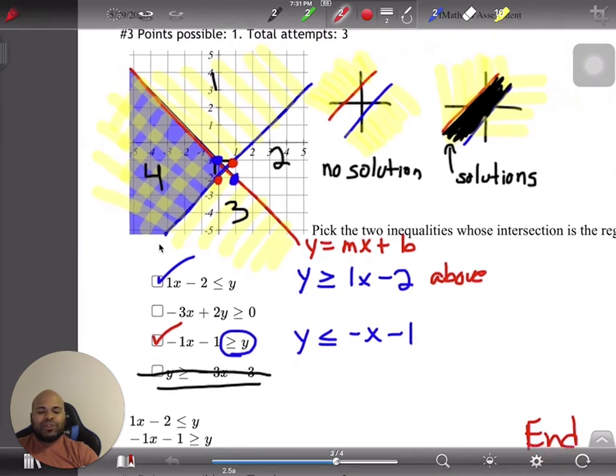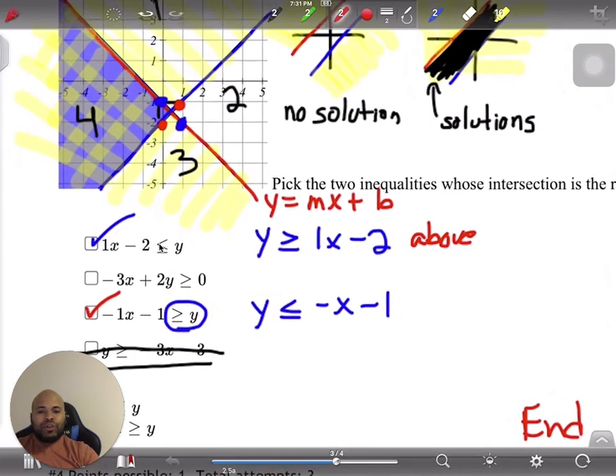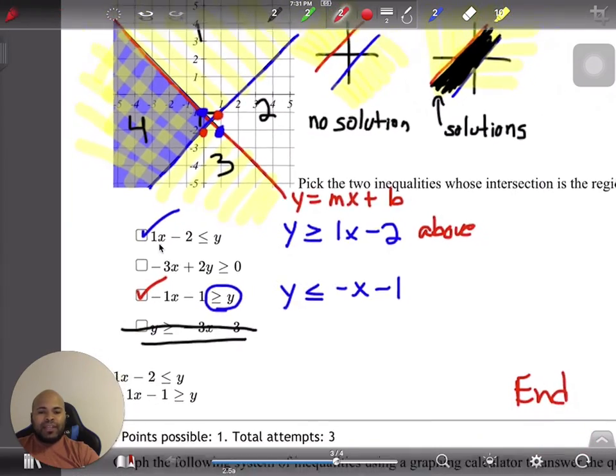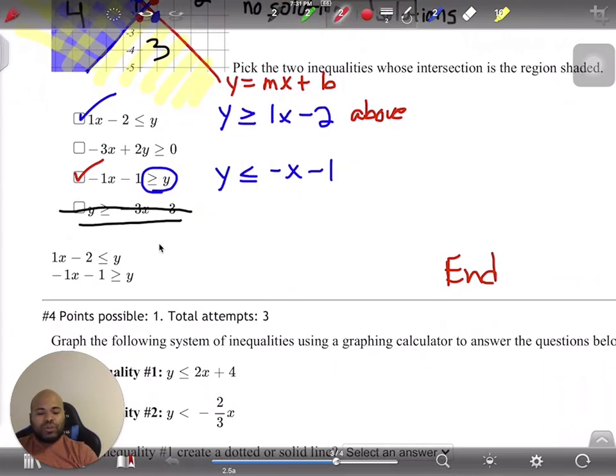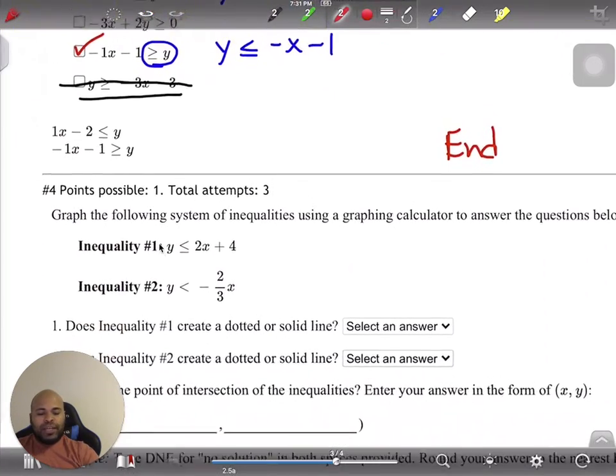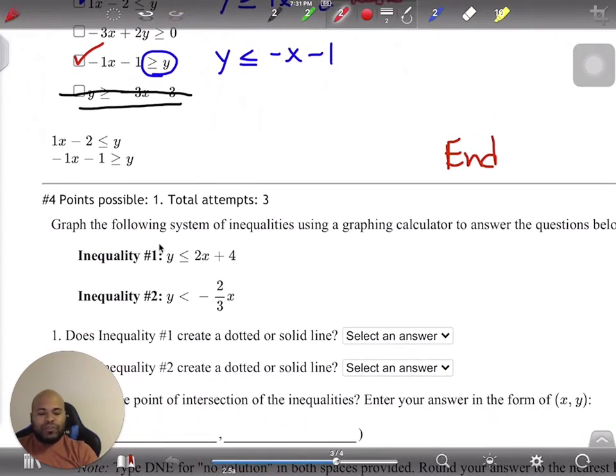So that's what you're going to see. Remember, you could see infinitely many solutions. You could see no solutions, or only one part of the solution. Make sure that you know if something is dotted or if it's solid.